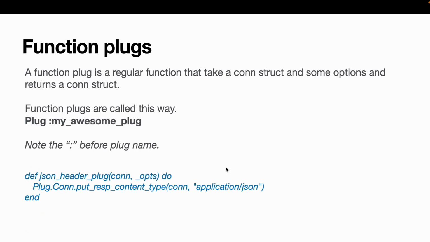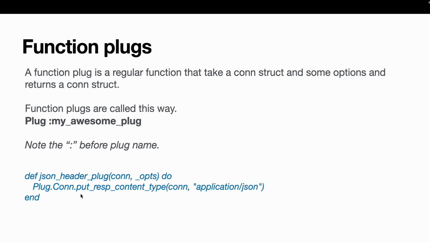Function plugs are just regular functions. The only condition is that they accept a Conn struct and some options, and it does some processing and then returns a new Conn struct. The way function plugs are invoked is by using the following syntax: plug followed by colon and then the name of the plug. Plug name is an atom. Function plugs are specified with the function name as an atom.